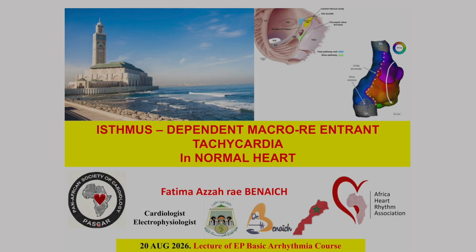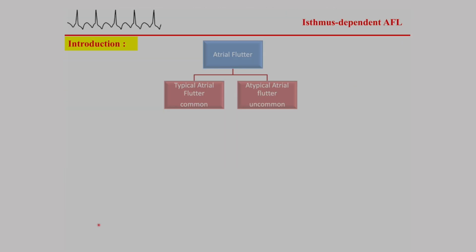I'm Dr. BENAICH Fatima AZZAHRAE from Morocco, and I'm very honored to be with you to introduce this nice topic of isthmus-dependent macro-reentrant tachycardia in normal heart. So atrial flutter is one of the most common cardiac arrhythmias in humans. It is a distinct clinical entity characterized by a macro-reentrant mechanism.